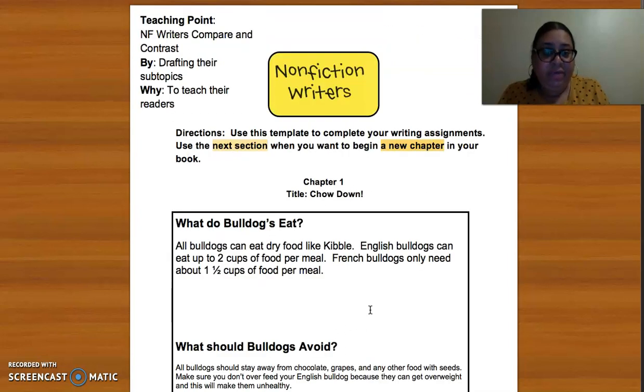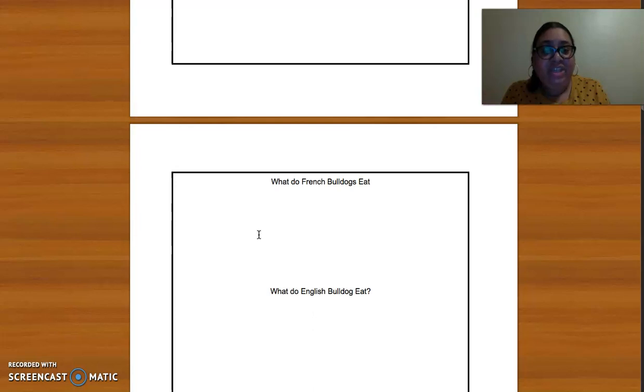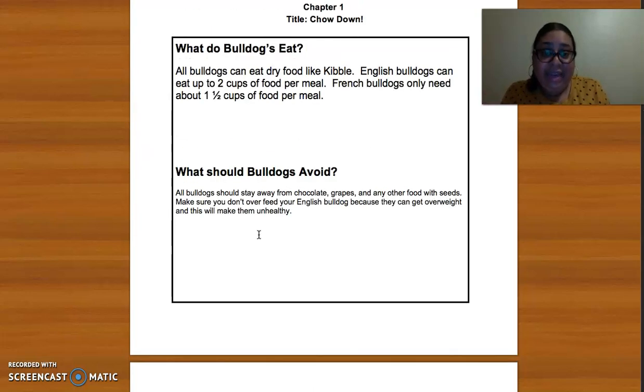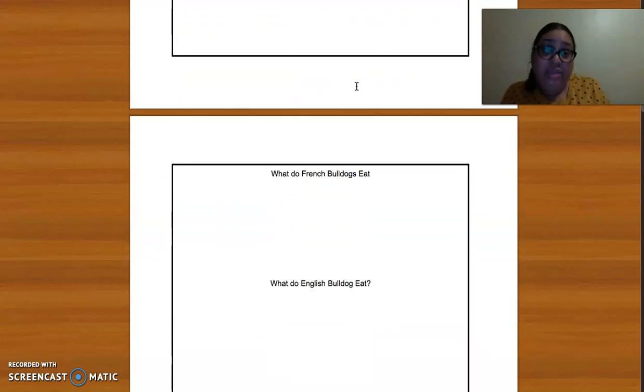So writers, I'm giving you a final reminder. Today we are going to compare and contrast in our subtopics. We're going to write our subtopic and we're going to decide, do I want to put both pieces of information in the subtopic or do I want to have a separate section for each? I decided to put both pieces of information to compare and contrast right in the same subtopic. If that looks like it's going to work for you, make sure you do it. But if you're the kind of writer that wants to put everything separate, then you can do that also.